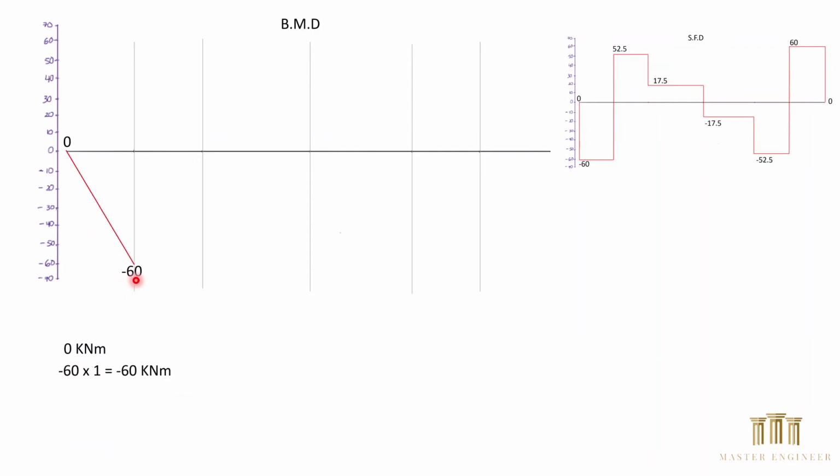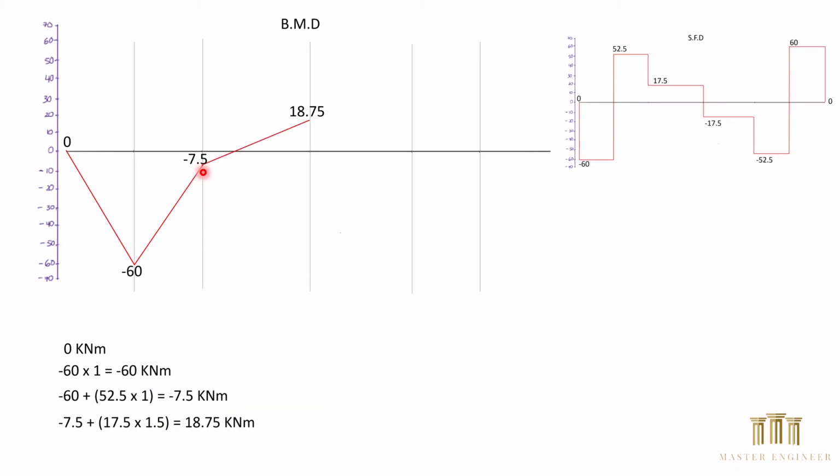And the way we found this minus 60 is force multiplied by the distance, minus 60 multiplied by the distance, which is 1 meter from here to there. So we have minus 60 kilonewton meter. Then at this point, we have 52.5 positive, multiplied by the distance, which is 1 meter again. So minus 60 plus 52.5 multiplied by the distance, 1 meter, equals minus 7.5 kilonewton meter. From the minus 60, we go up to minus 7.5, roughly around here.